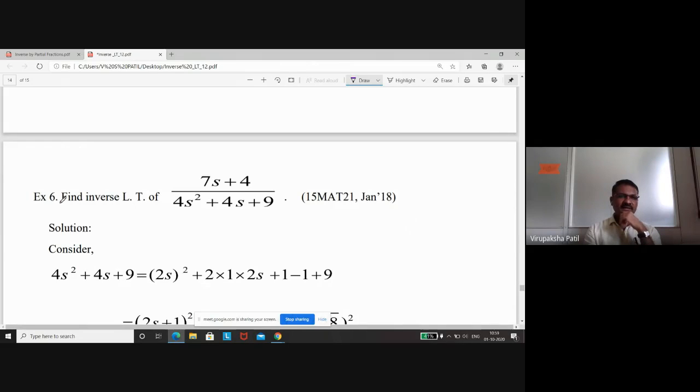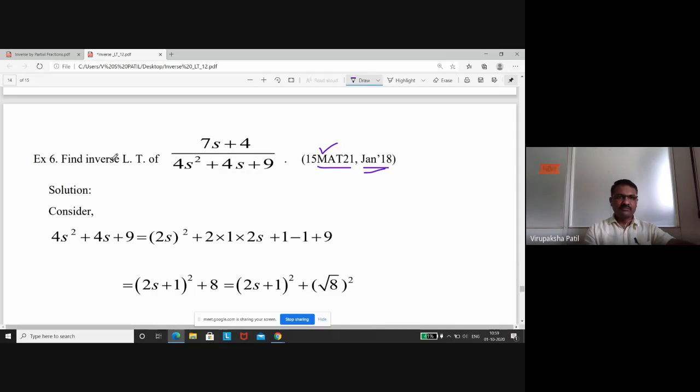Now, one more example we'll take, which has been asked in your VTU question paper. Subject code is 15 MAT 2 and your subject code is 18 MAT 2-1. Earlier it was for second semester, so it is 2-1, and it is asked in the year January 2018, very recently. Find the inverse Laplace transform of 7s plus 4 divided by 4s square plus 4s plus 9.